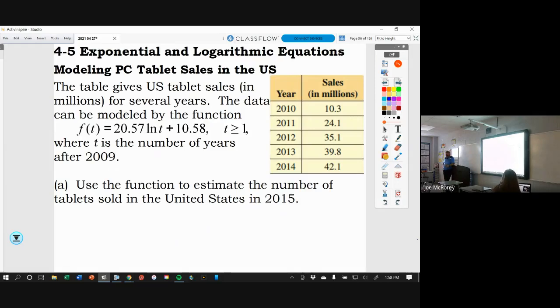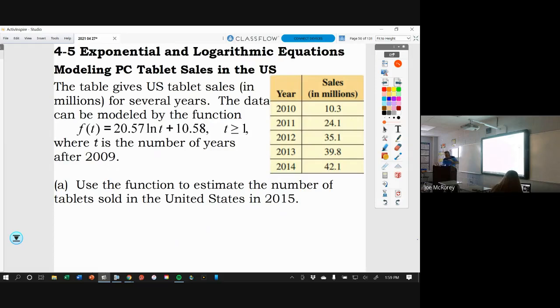Because wouldn't it give you 2015? Not necessarily. Or would you plug 2015 in for the t? Let me ask you that. Would you plug 2015 in for t? No. I don't know. I thought you would. I'm so confused. 6. What's 6? The number of years after 2009. T is 6.